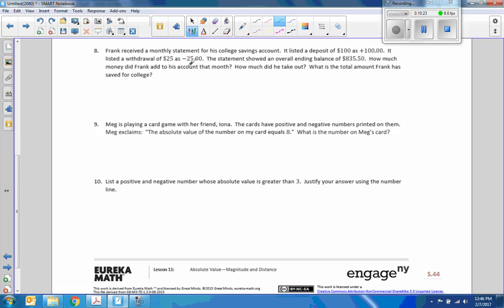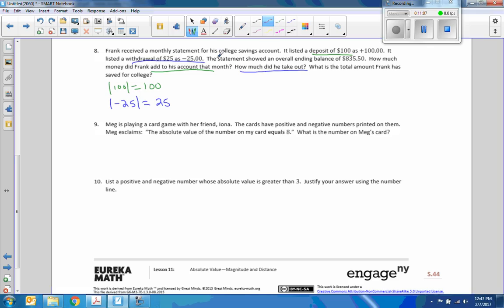So the first thing we want to do is answer the first question. How much money did Frank add to his account? Okay, he deposited $100. So you can say the absolute value of 100. Let me rewrite that. The absolute value of 100 equals 100. Okay, so he added $100 to his account. Then it says, how much did he take out? Well, he withdrew $25, which is negative 25. So if you say negative 25 and take the absolute value, we get 25. So Frank took $25 out of his account because the value in the absolutes was negative.